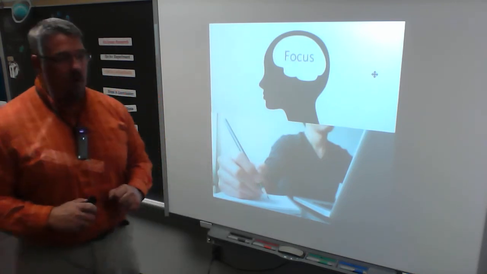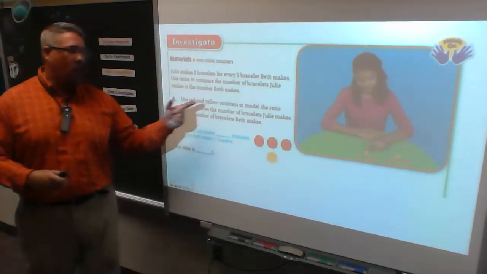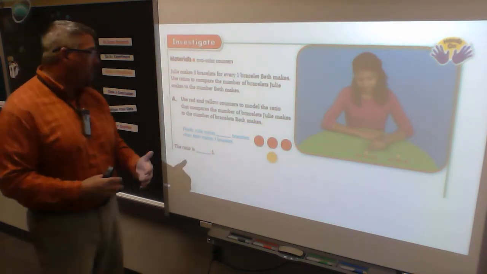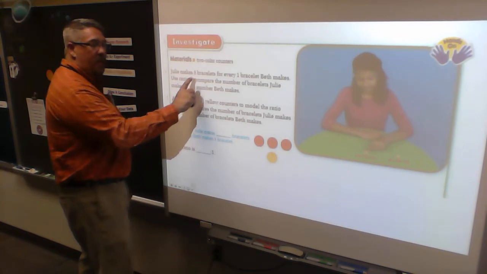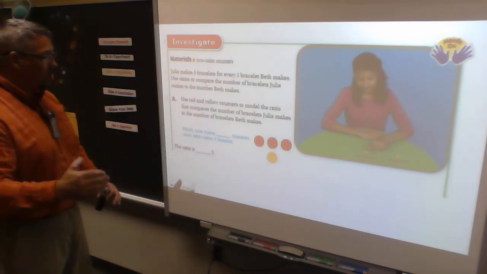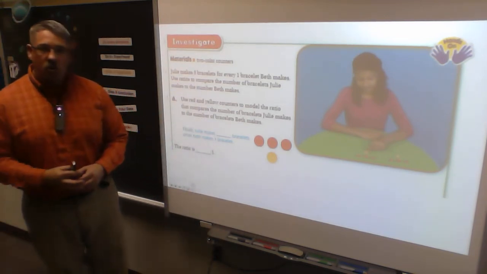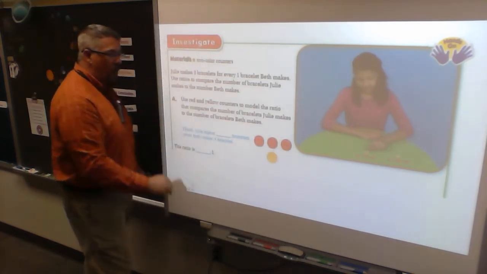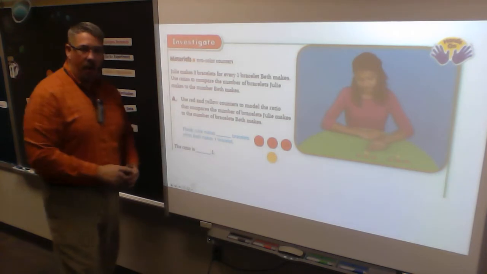Please follow along as we go through this. So in our book then, we start here on chapter 4, lesson 1. And it gives us this scenario with Julie and Beth. And it says that Julie makes 3 bracelets for every 1 bracelet that Beth makes. So they're showing with counters 3 counters for Julie and 1 yellow one for Beth.